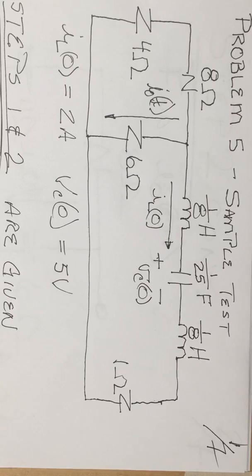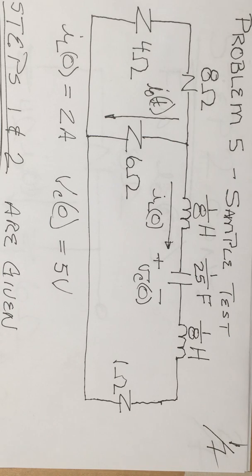All right, so given the problem, they wanted to find IO of T for T greater than 0. And you were given that IL0 equals 2 amps, and you were given that VC0 was 5 volts. So probably step 1 and step 2 you're basically given. If you read step 1, it says find the open circuit voltage across the capacitor and find the short circuit current through the inductors.